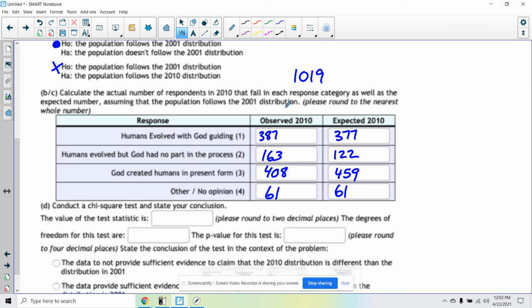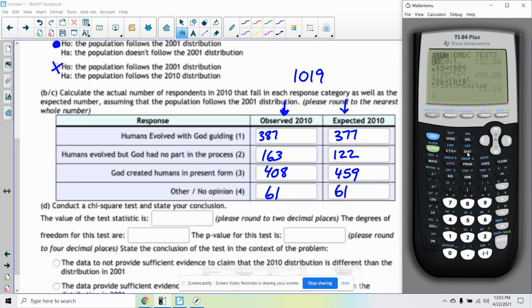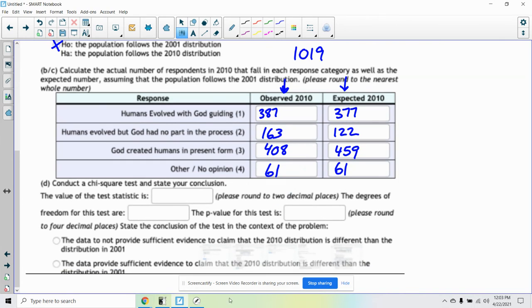So now I want to compare these two groups, an observed list and an expected list. When you have lists, not a matrix, I want to go put them in my stat menu. Edit. I'm going to put the observed in the left side: 387, 163, 408, 61. Right side: 377, 122, 459, 61. Now, instead of the chi-squared test, I'm going to do the chi-squared goodness of fit test because I'm talking about lists. Observed list is L1. Expected list is L2. Degrees of freedom. How many categories do I have? I have 4 categories, so I'm going to have 3 degrees of freedom. Calculate, and I got all my information right there.